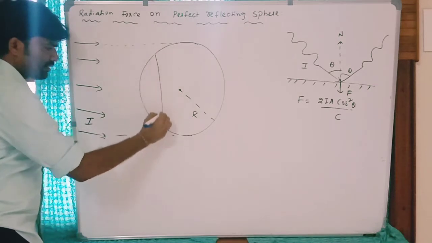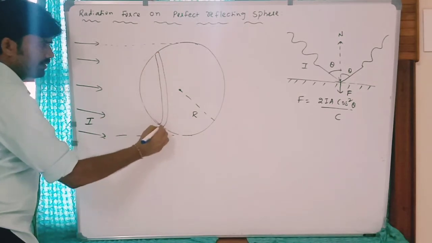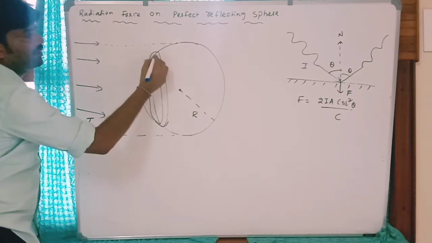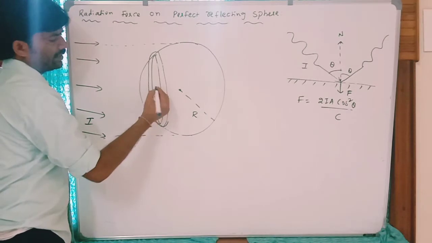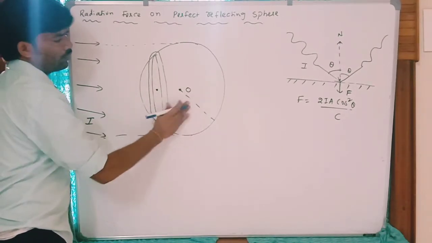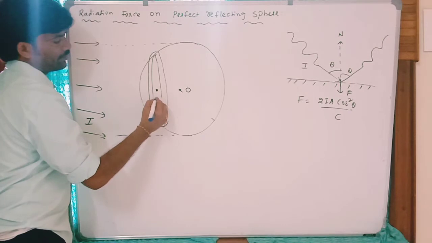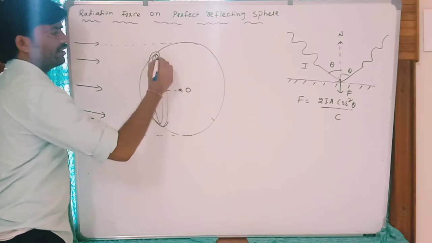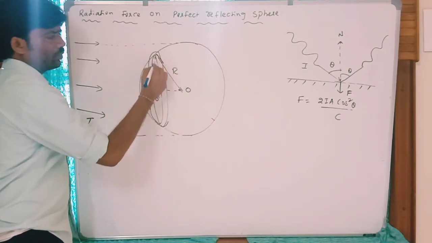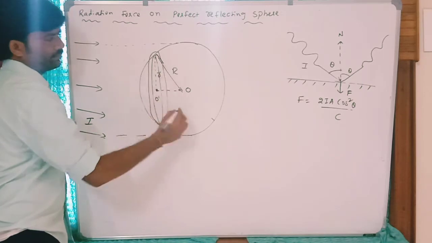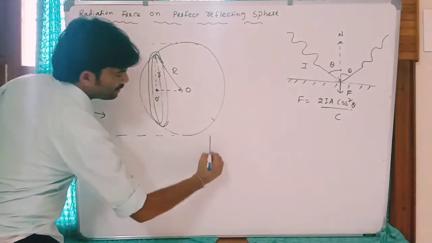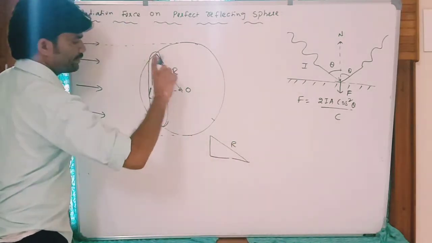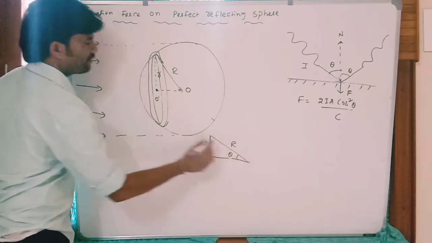If it is one of the circular strips, this is the circular strip. You can see this is the center of the sphere O, and this is the center of the strip O dash. Join these two with a straight line, and this is the radius of the sphere, and this is the radius of the circular strip. You can see here we have a triangle. This side is capital R, this side is small r, and this is theta.